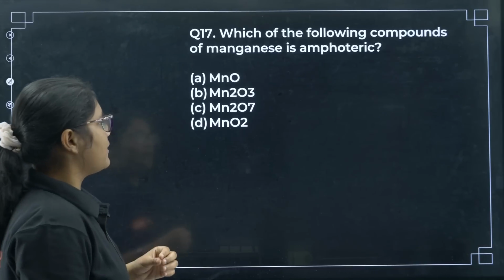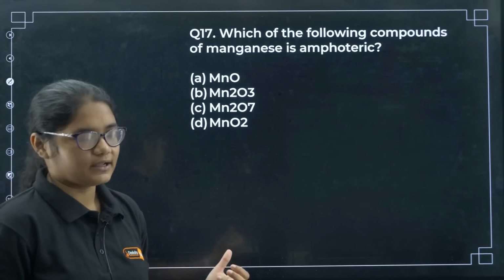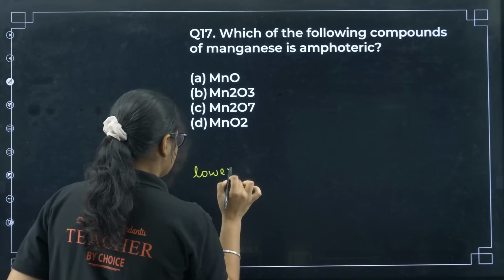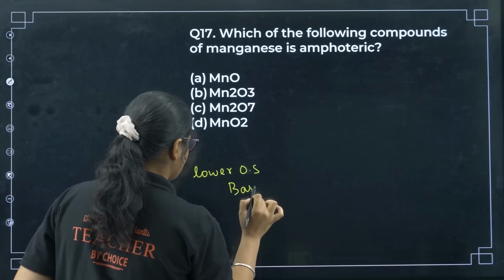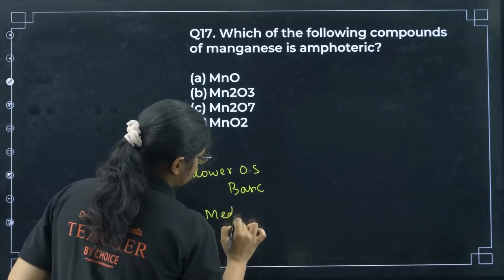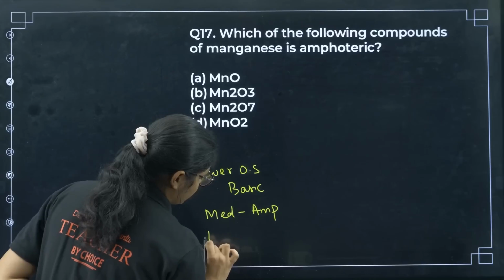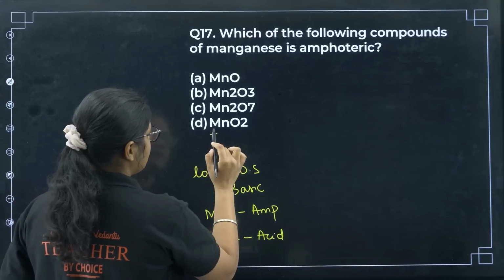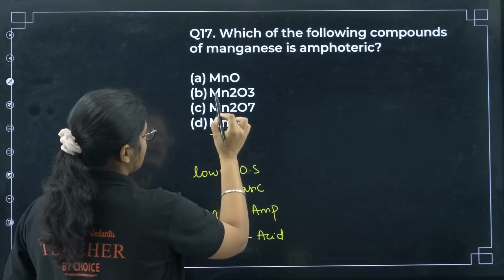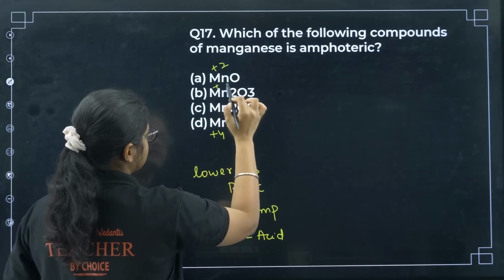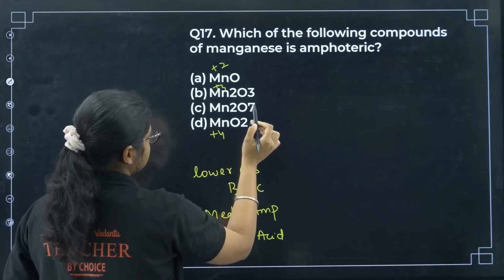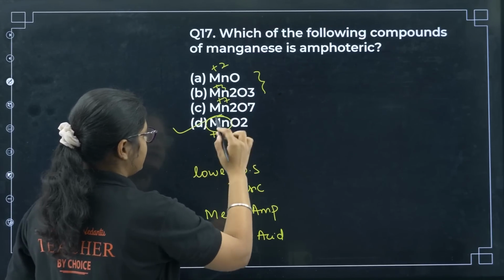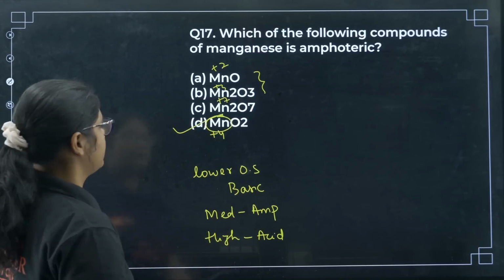Next, which of the following compounds of manganese is amphoteric? This is also a very good question. So if you remember, lower oxidation state is generally basic, okay. The medium oxidation states are generally amphoteric and the higher oxidation states are acidic, right? So if I see here Mn +4 state, okay, here it is again +2, this is +3, and this is +7, okay. So these are your basic. +4 is somewhere in the middle, the amphoteric one, so option number D here.